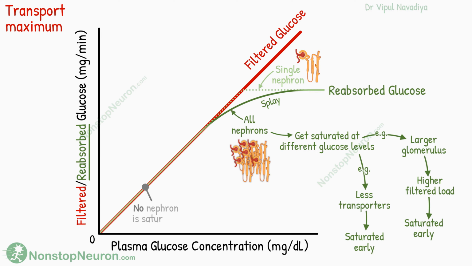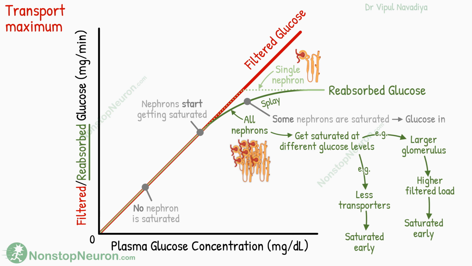In the graph, initially, no nephron is saturated. So reabsorption keeps on increasing with filtration. At this point, the nephrons start getting saturated. Here, some nephrons are saturated. So these nephrons start excreting glucose in urine. The point from where glucose starts appearing in urine is called the renal threshold for glucose. It's about 200 milligrams per deciliter. In simple words, the glucose starts appearing in urine at a plasma concentration of about 200 milligrams per deciliter.